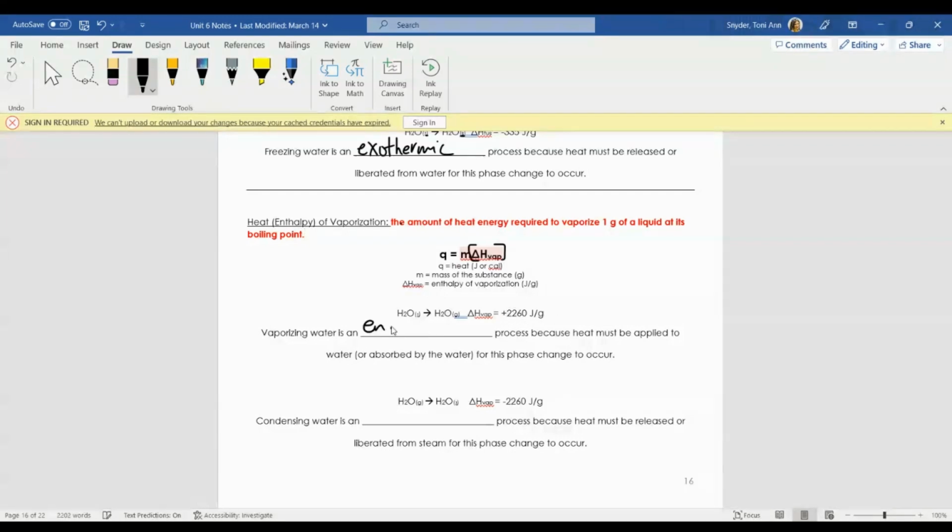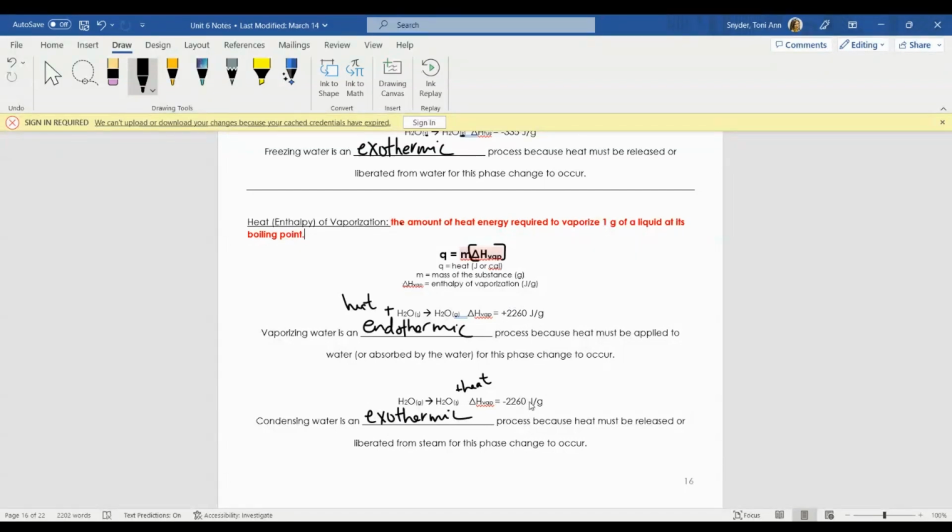So vaporizing water, again, is an endothermic process. I have to put energy into that. On the other hand, if I'm condensing water, so if I'm going from gaseous water to liquid water, that is actually releasing the same amount of energy. So this would be plus heat as a reactant, but in the opposite direction, my heat would be a product. So remember, I'm just switching the sign of delta H. Condensing water is an example of an exothermic process.